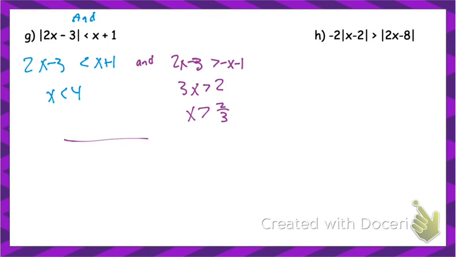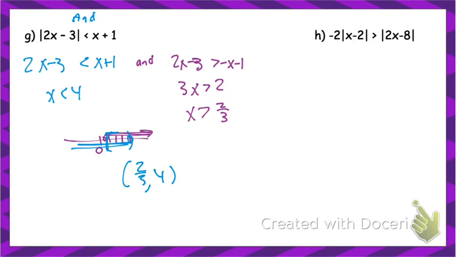So since it's and, we're looking for the overlap. So here is 2/3, greater is this way. Here's 4, less than is this way. So the overlap between those two is from 2/3 to 4.